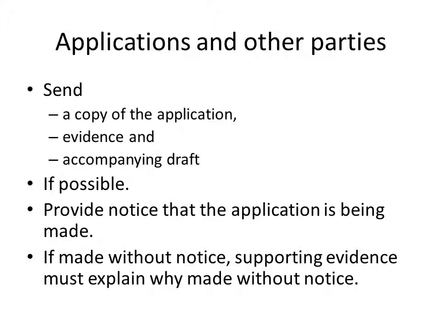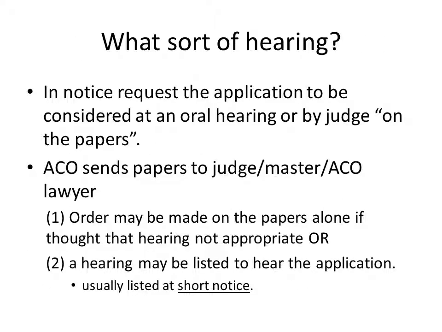In relation to the other parties to your claim for judicial review, if possible you should send a copy of the application, evidence and the accompanying draft order to them, giving them notice that the application is being made, so telling them that in a few days' time you will be making the application, i.e. putting them on notice of your application. If you make the application without giving notice to the other parties, your supporting evidence must explain why you made the application without giving notice.